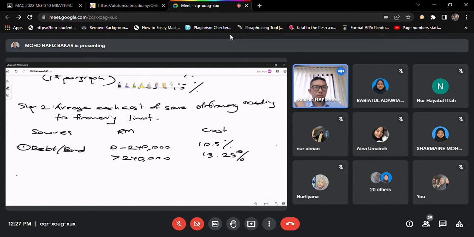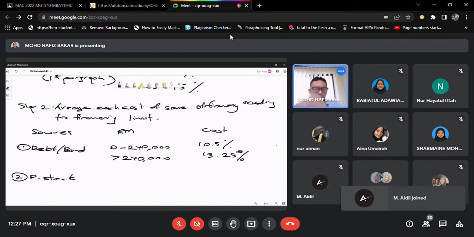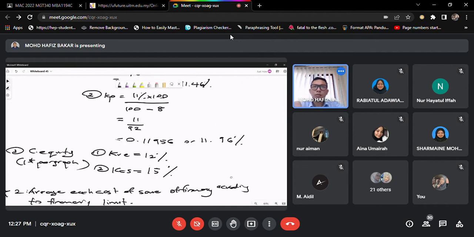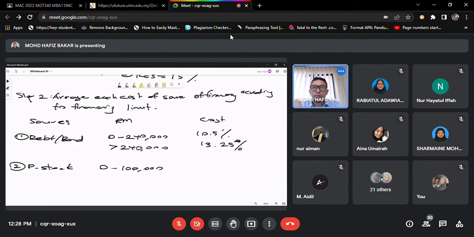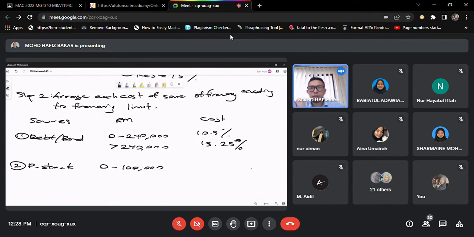The second one, preferred stock. Read the paragraph: for the first 100,000, so 0 to 100,000, the cost will be what you already calculated above in step number 1, so just bring out that information, 11.46%. More than 100,000, 11.96%.